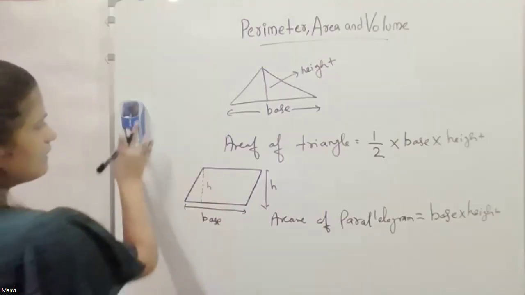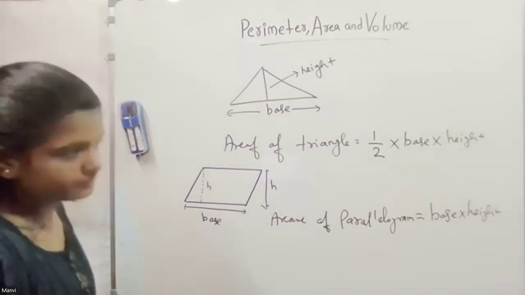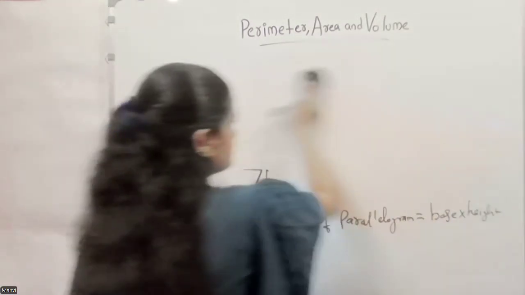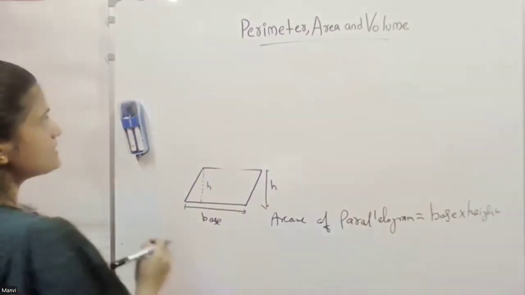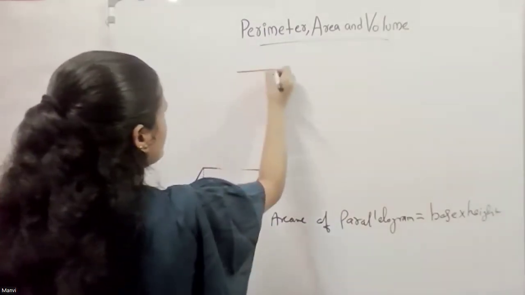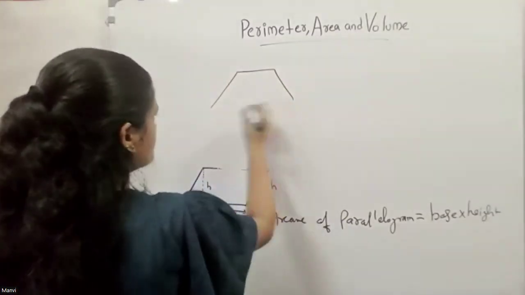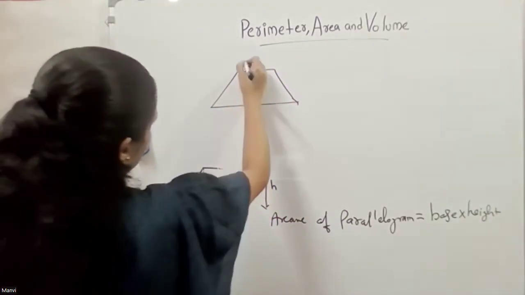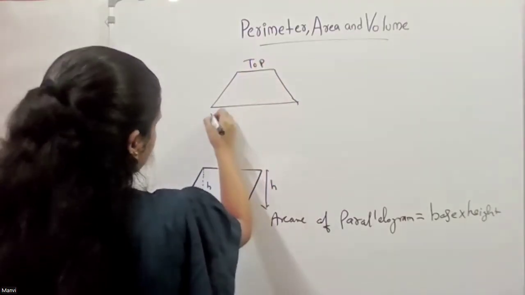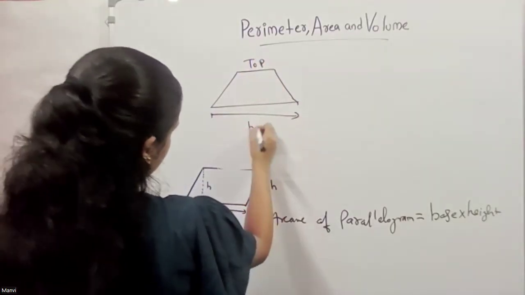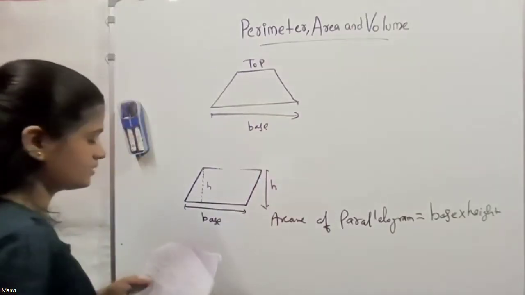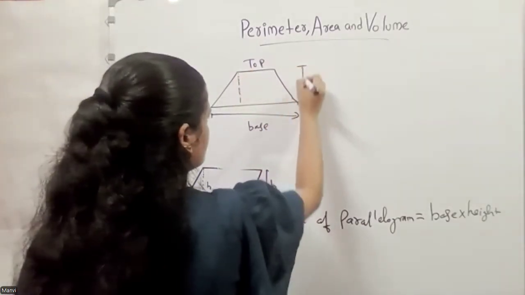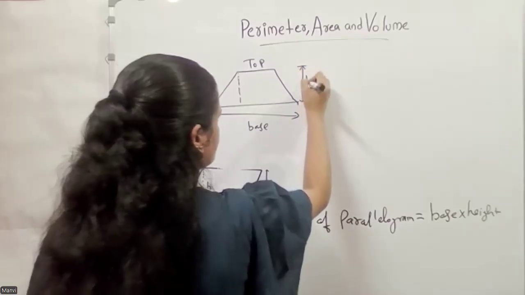The next we have trapezium, which is a bit different from this. In a trapezium, only one pair of opposite sides is parallel. This and that side are parallel. This is top and that is the bottom, which is base. And the height is this distance.